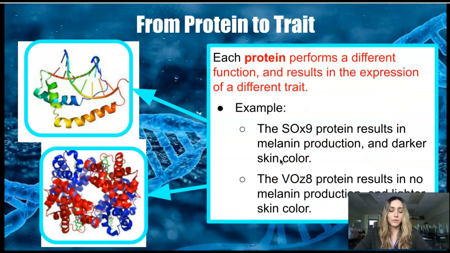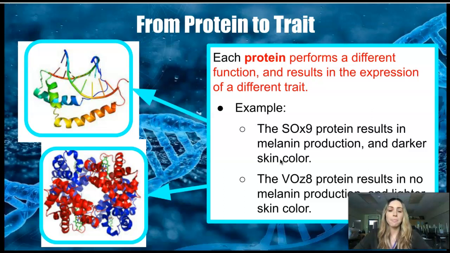So now that we have the protein, we are then able to go from protein to trait. Each protein in an organism performs a different function. That means it has a different job or it produces a different outcome. Because that protein does something different, that protein being produced will result in the expression of a different trait. So the protein that is produced will determine the trait that we see in the organism.